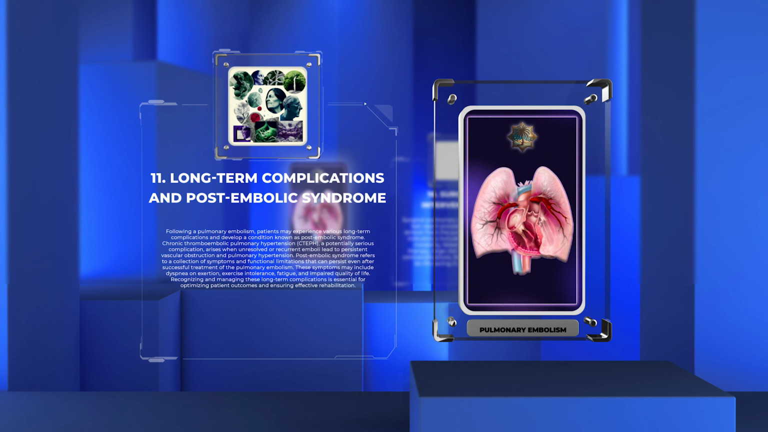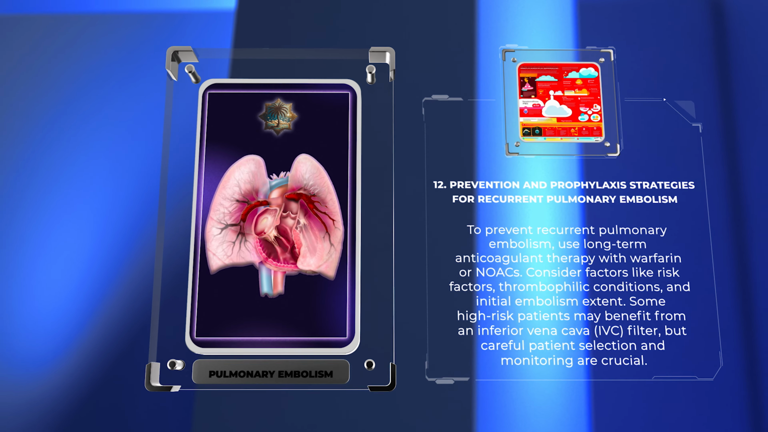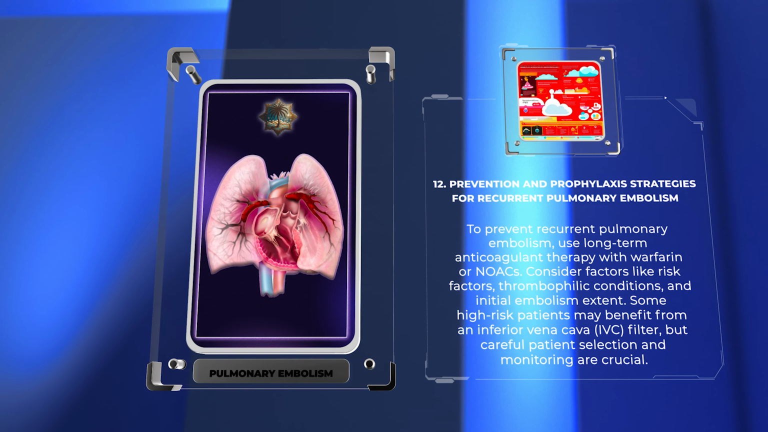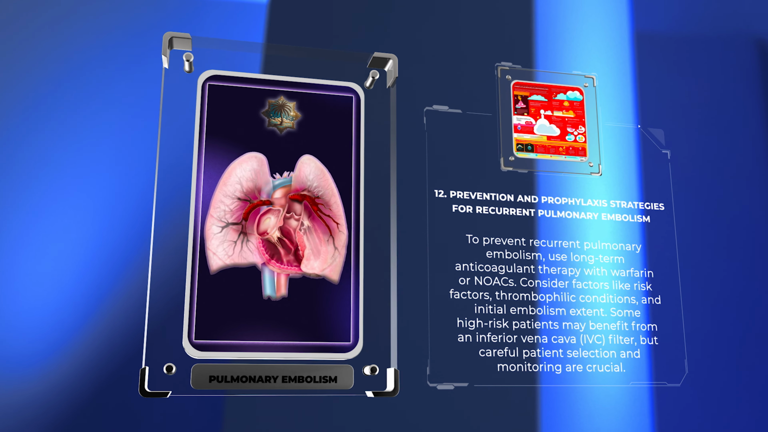To prevent recurrent pulmonary embolism, use long-term anticoagulant therapy with warfarin or NOACs. Consider factors like risk factors, thrombophilic conditions, and initial embolism extent. Some high-risk patients may benefit from an inferior vena cava, IVC, filter, but careful patient selection and monitoring are crucial.